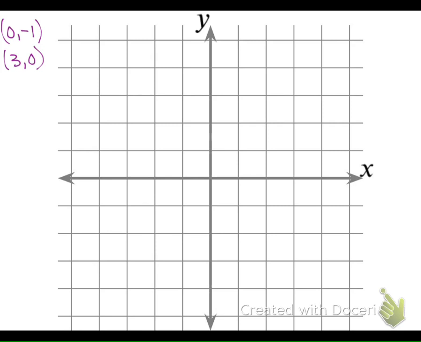Okay. Start at my origin. For my first ordered pair, 0, negative 1. You go down 1. I go down 1. Good. You go to the right 3 times. Nice. Easy, simple. You have that part down, don't you?